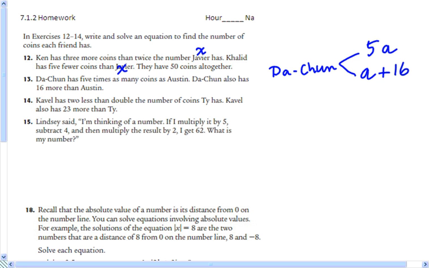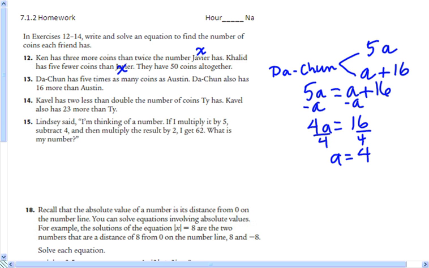Now, for the equation here, we don't know the total they both have, but we do know that the number Dechun has is the same, whether we're talking about him having 5 times as many as Austin or him having 16 more than Austin. So our equation is 5a equals a plus 16. To solve that, we need to get a on just one side. So we subtract a from both sides, and we get 4a equals 16. Divide both sides by 4, and we get a equals 4. So Austin has 4.